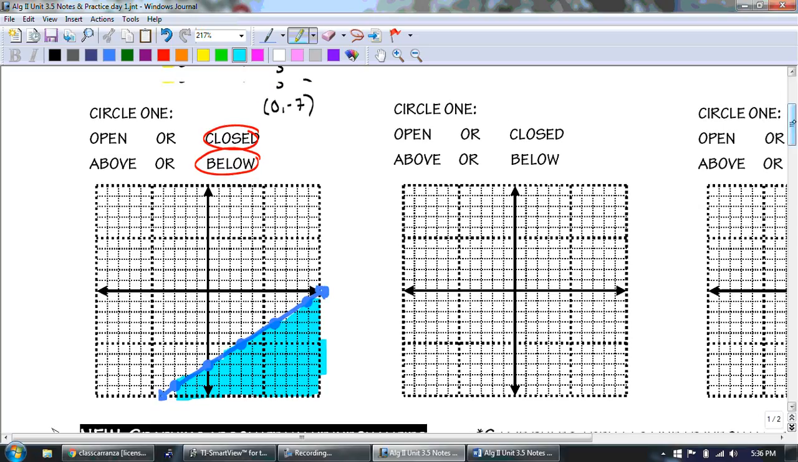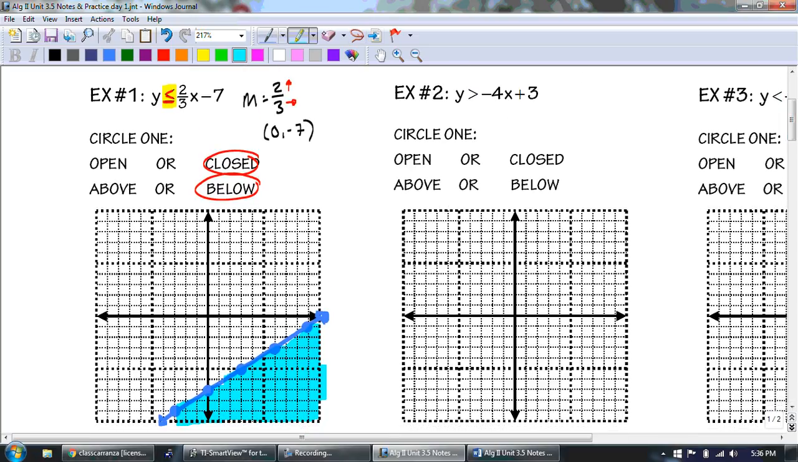Number 2. Take a look at the symbol. Is there a line underneath it? No, so that means it's going to be open. It's greater than, which means we're going to shade above. Let's look at that slope. Our slope is negative 4, which means it's negative 4 over 1. We're going to go down 4, right 1, and our y-intercept is (0, 3).